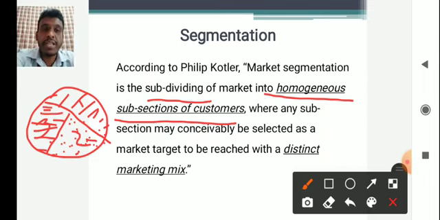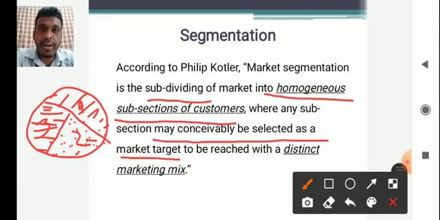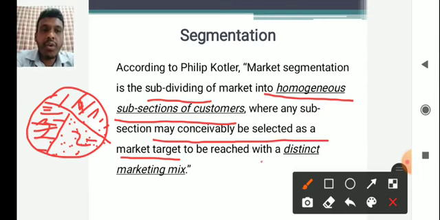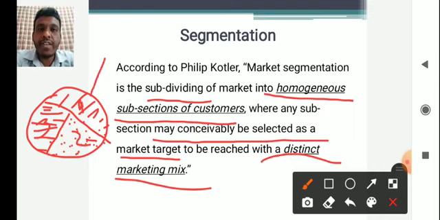So marketing becomes easier, and any subsection, either 1, 2 or 3, may conceivably be selected as a market target. So we can select any one out of these three segments for marketing. We may select segment number 1, segment number 2, or segment number 3, and we can market based upon a distinct marketing mix. Sometimes what companies do is they have one brand for this, one more brand for this, and one more brand for this.